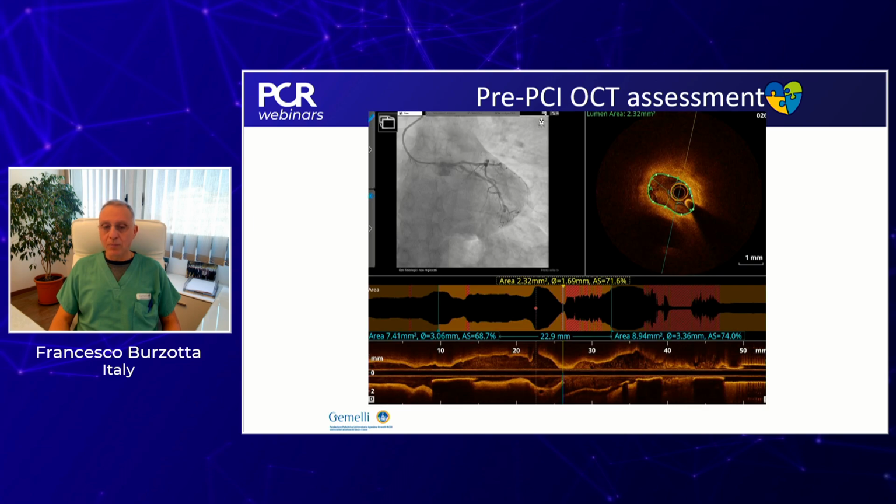And this is the other pullback we did, on the circumflex, showing diffuse atherosclerosis. The size of the vessel distally was around 3.0, and in the ostium there was a tight lesion causing a soft and eccentric stenosis with a 2.3 millimeter square area. So we can discuss how we can manage.